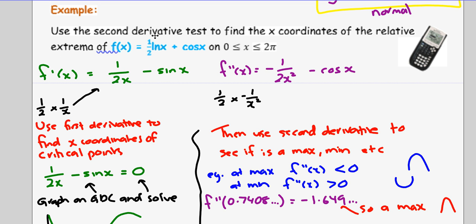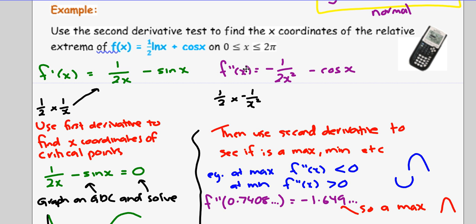So the first derivative of f(x), remember the derivative of ln x, if you look in the formula booklet, it's 1 over x. So the derivative of half ln x will be half times 1 over x. Half times 1 over x is 1 over 2x. And the derivative of cos x is negative sine x from your formula booklet. So that's the first derivative here.